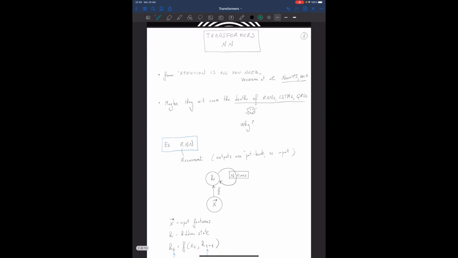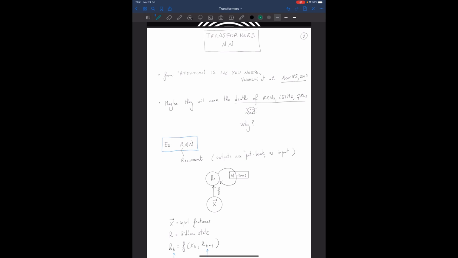Well, transformer neural network is a cool architecture that comes from a paper called Attention is All You Need, written in 2017. And maybe this architecture will cause the death of things like recurrent neural networks, long short-term memories, and GRUs. Why is it so?